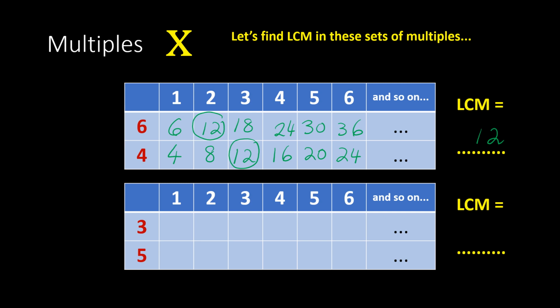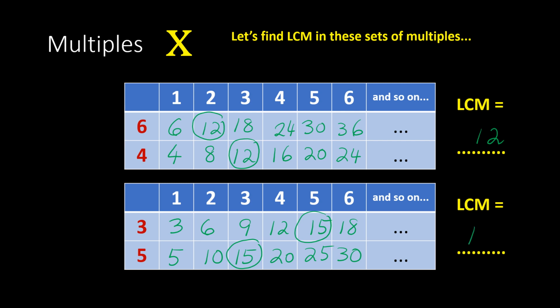Let's do the next set. Multiples of 3 are 3, 6, 9, 12, 15, and 18. Multiples of 5 are 5, 10, 15, 20, 25, and 30. So what lowest common multiple do you see? Well, it would be 15. So the LCM is 15.